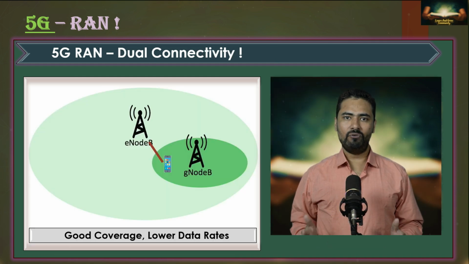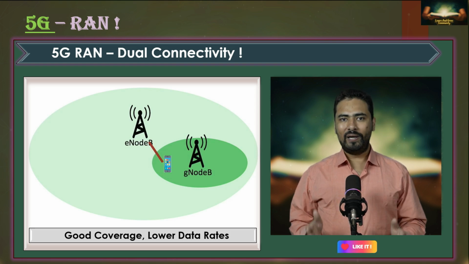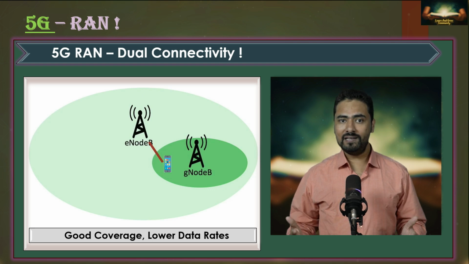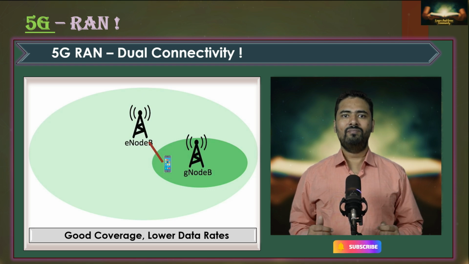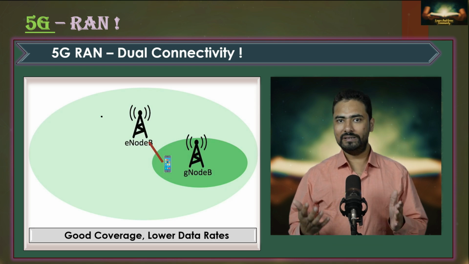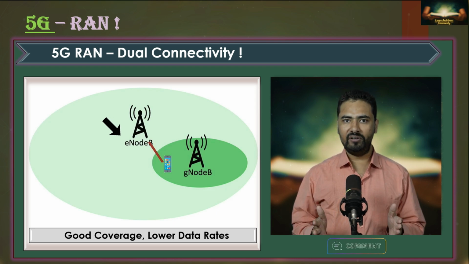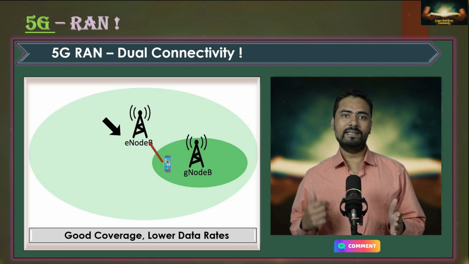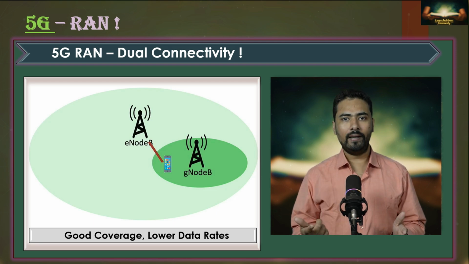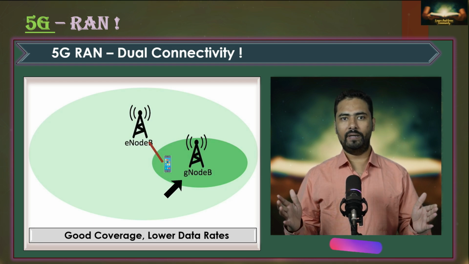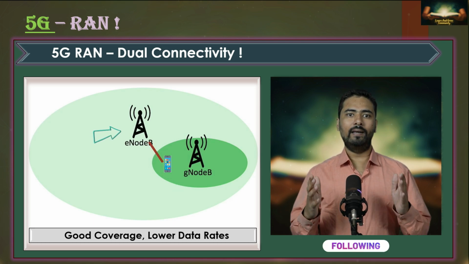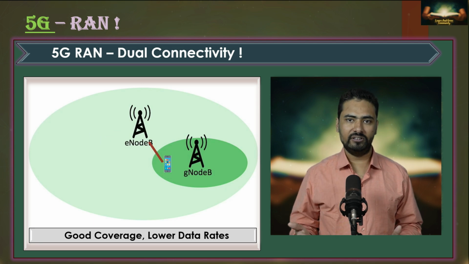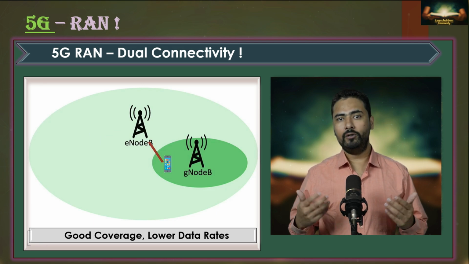Now, in this session, we will be talking about the dual connectivity concept in 5G NR. Dual connectivity is a feature that enhances the performance and the reliability of modern wireless networks. Consider a scenario where a 4G eNodeB is providing the main coverage for a user device, and at the same time, the UE can also connect to a nearby 5G gNodeB coverage. If the UE only connects to the 4G eNodeB, then it can have the benefit of better coverage, but the data rates would be relatively low.